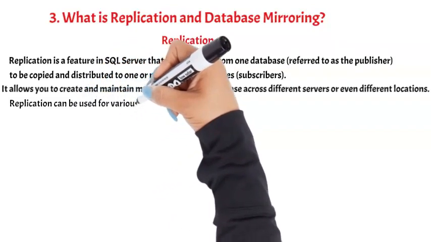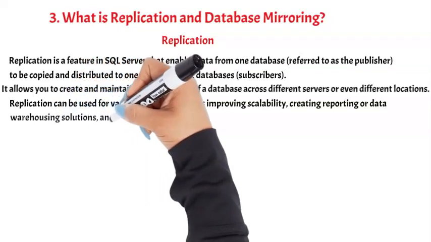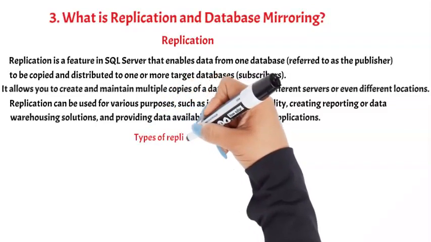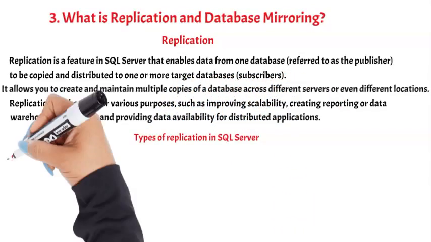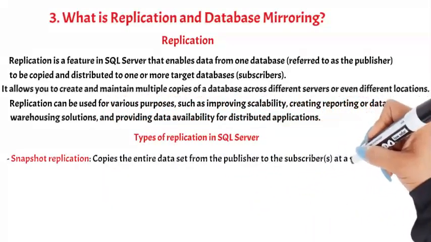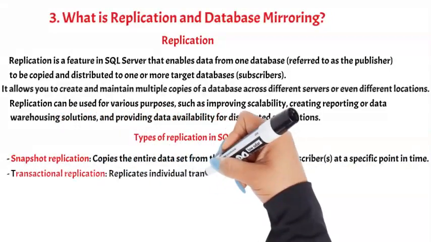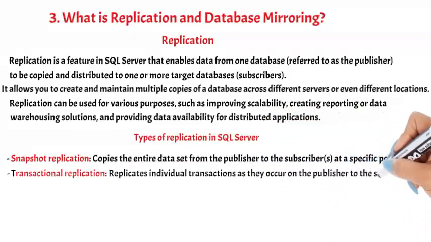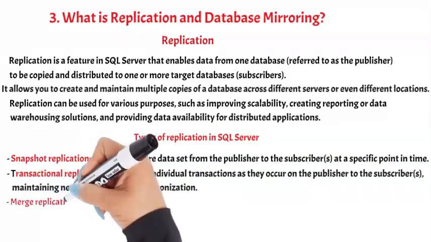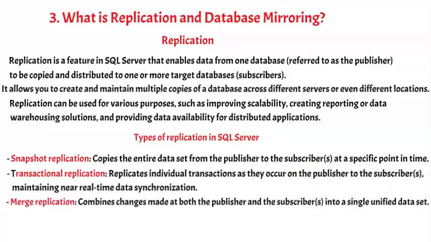Replication can be used for various purposes, such as improving scalability, creating reporting or data warehousing solutions, and providing data availability for distributed applications. There are different types of replication in SQL Server, including snapshot replication, which copies the entire dataset from the publisher to the subscribers at a specific point in time. Transactional replication replicates individual transactions as they occur on the publisher to the subscribers, maintaining near real-time data synchronization. Merge replication combines changes made at both the publisher and the subscribers into a single unified dataset.